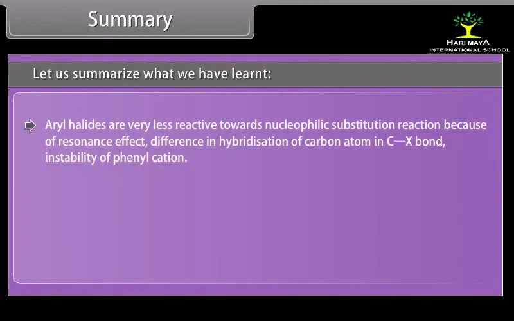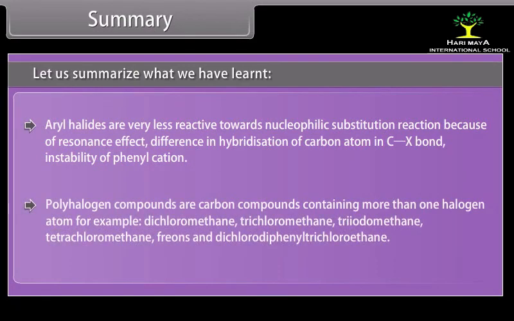Aryl halides are much less reactive towards nucleophilic substitution reaction because of the resonance effect, the difference in hybridization of the carbon atom in the C-X bond, and the instability of the phenyl cation. Polyhalogen compounds are carbon compounds containing more than one halogen atom. For example, dichloromethane, trichloromethane, triiodomethane, tetrachloromethane, freons, and dichlorodiphenyltrichloroethane.